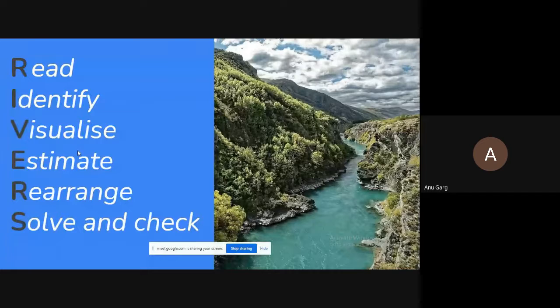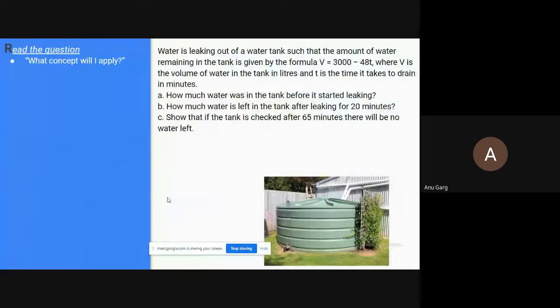As you can see, R is for read, I is to identify, V is for visualizing, E for estimating, R for rearrange, and S for solve, and then you check your answer. So let's see how we can apply this strategy to solve your linear graph question in 7.3. First, the R is for read the question.